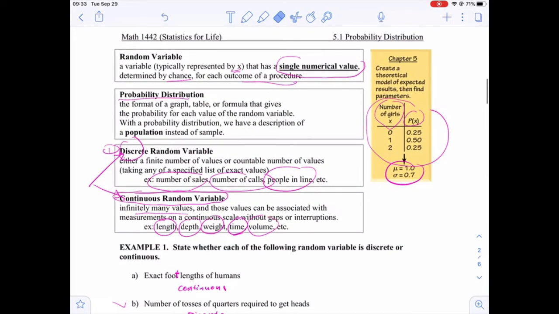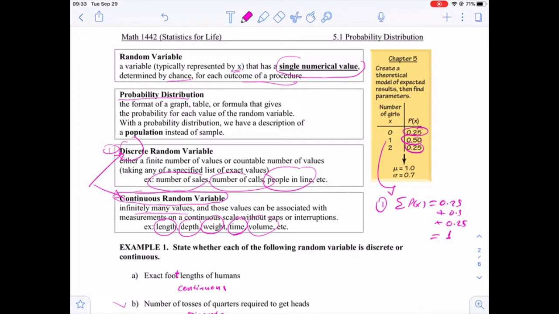For example, look at this example. Is this a probability distribution? We'll see. First, the sum of the probabilities. What is the sum of the probabilities? It's 0.25 plus 0.5 plus 0.25. So the sum is 1.